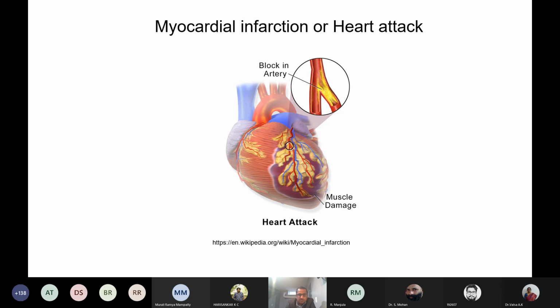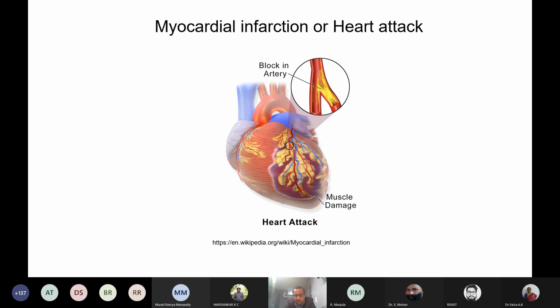So imagine your heart is supposed to beat this way, and due to the occlusion of the artery, heart function is compromised. If it has to beat this way, it will beat slowly. The heart is an important organ which pumps blood to all parts of the body. If the left ventricular function is compromised, it cannot pump blood sufficiently to the other organs of the body, and it would lead to other complications.